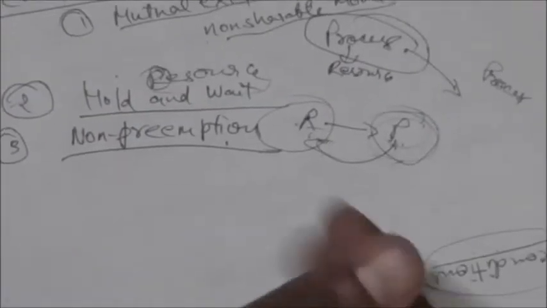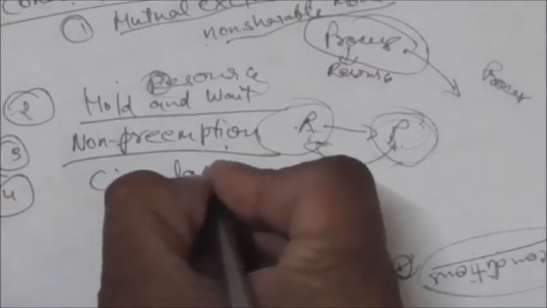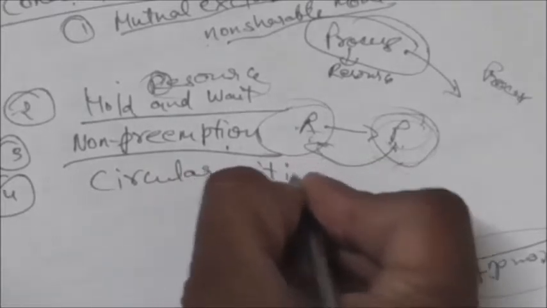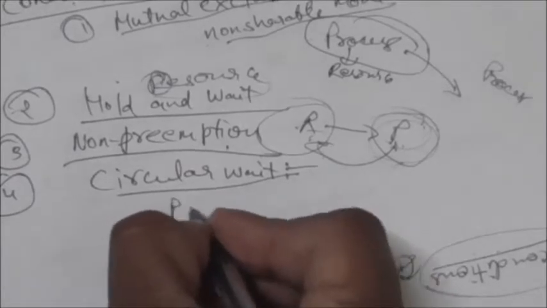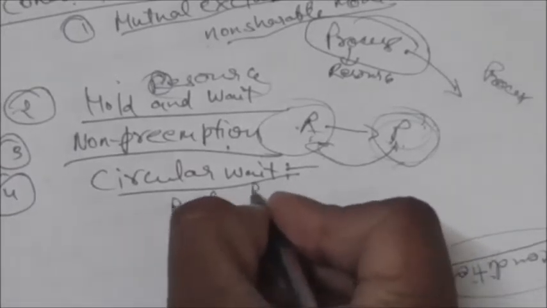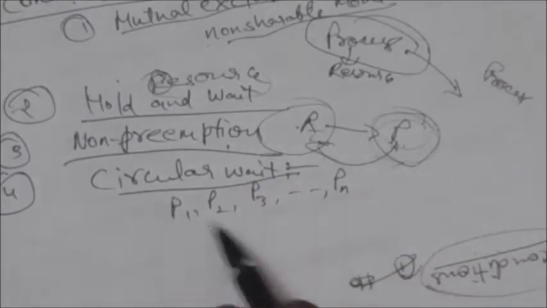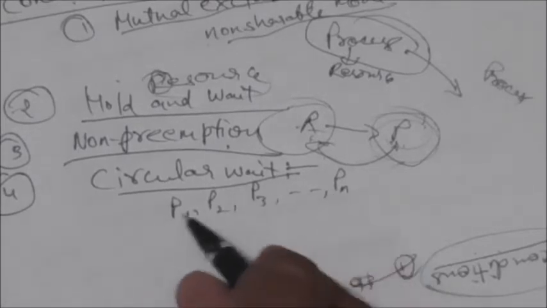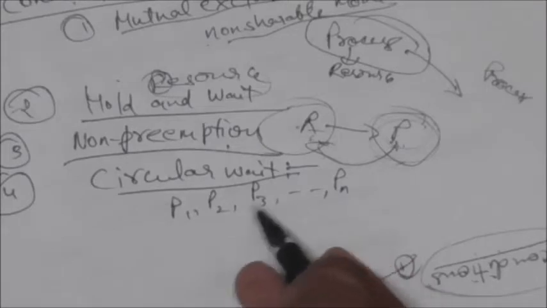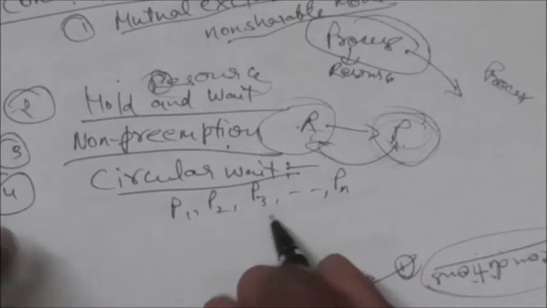The fourth condition for deadlock is circular wait. Suppose there are processes P1, P2, P3, and so on up to Pn. And what happens in a circular wait? These processes are waiting for each other to release the resources in a circular manner. They must be waiting in a way like this.